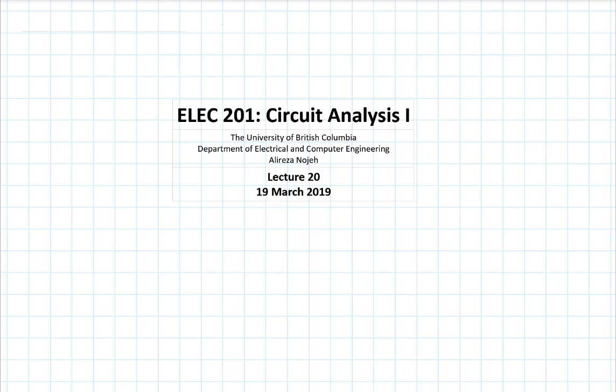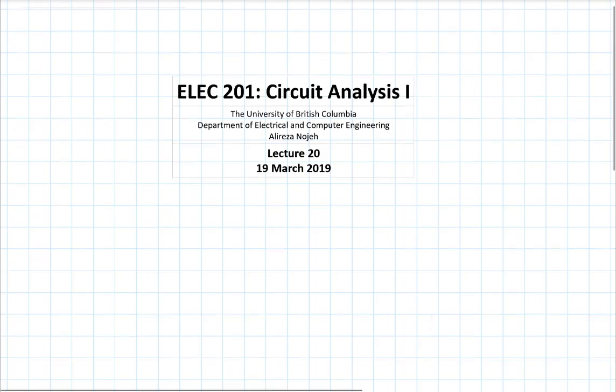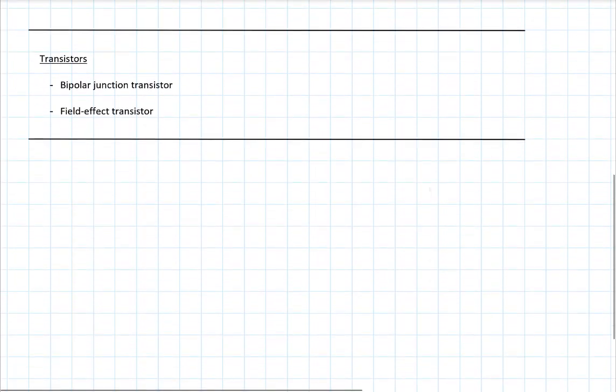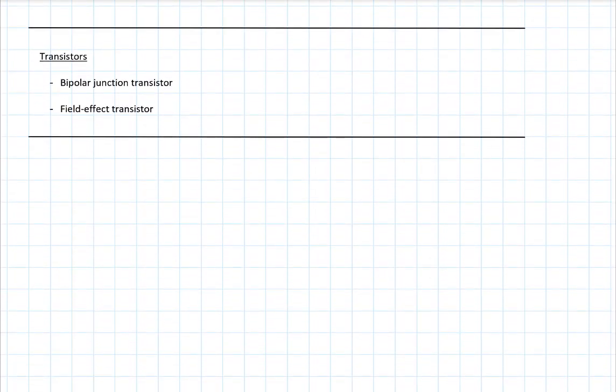We have lecture 20, and the main topic today is the start of the discussion on transistors. There are two main types of transistors that we are going to talk about this term: the bipolar junction transistor and the field effect transistor. And we are going to start with the first one.